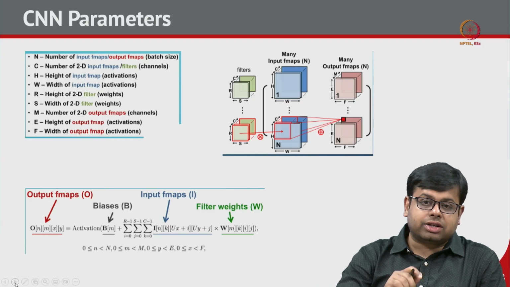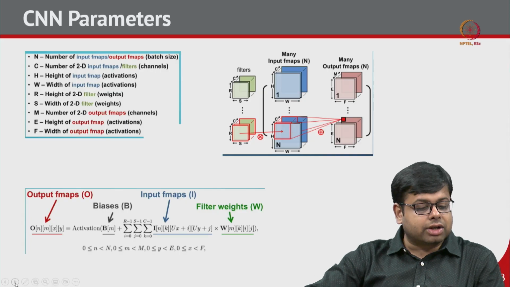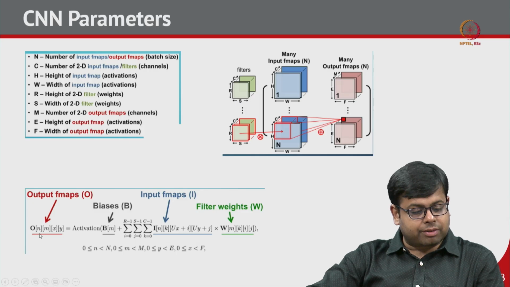Now, if you actually write the computer program, then it will look like this. The output feature map will have 4 dimensions. O is nothing but the output feature map, which has n, m, x, y. That is nothing but the activation. We have some activation plus this convolutional operation, so input feature map multiplied by the filter weights.